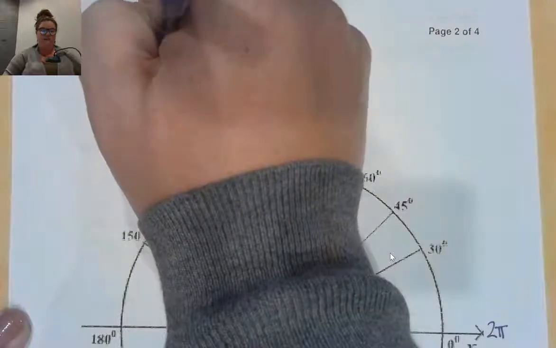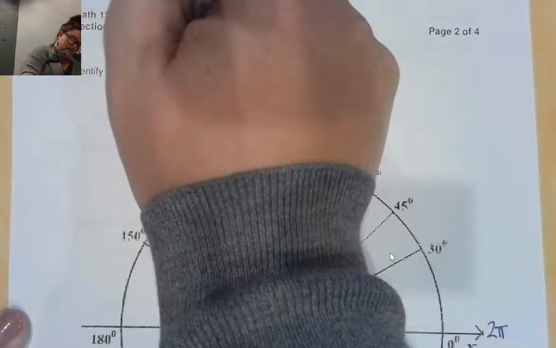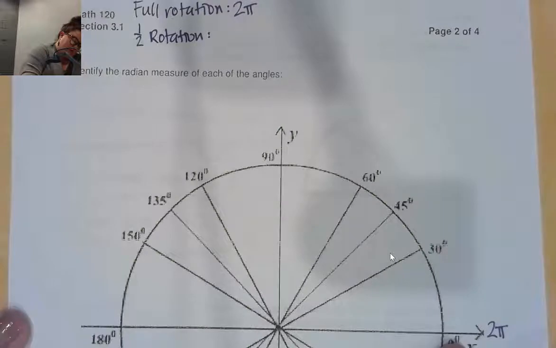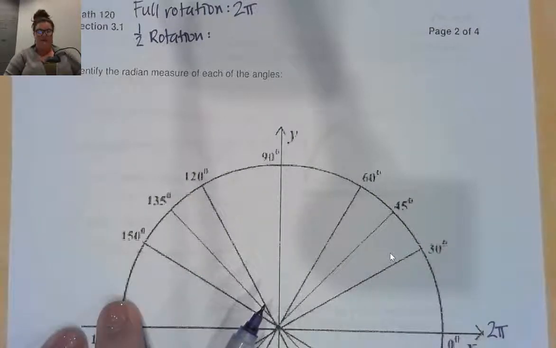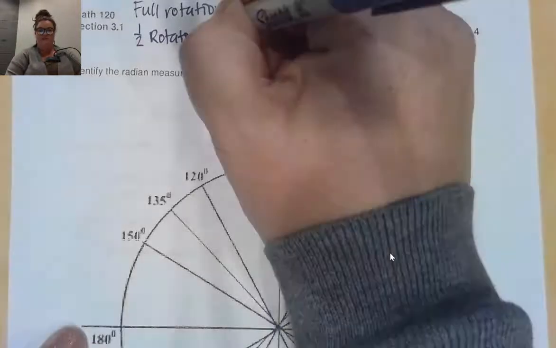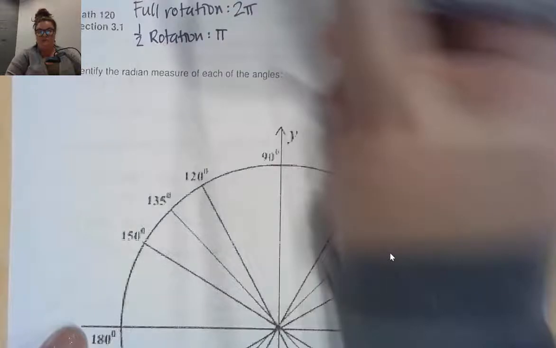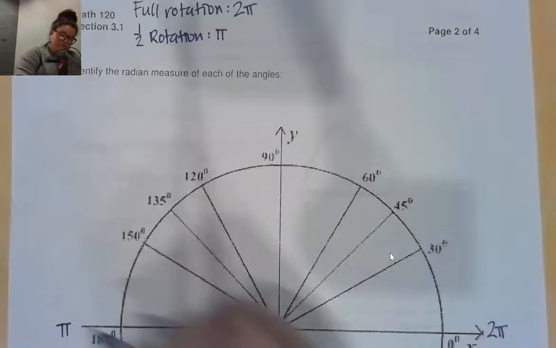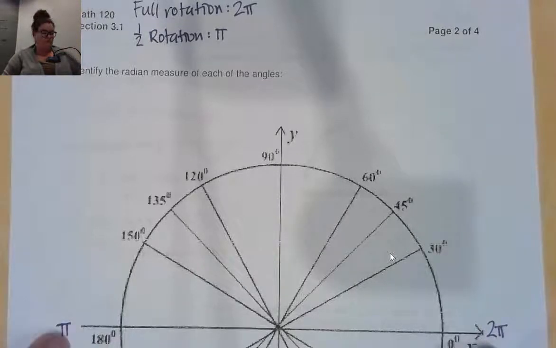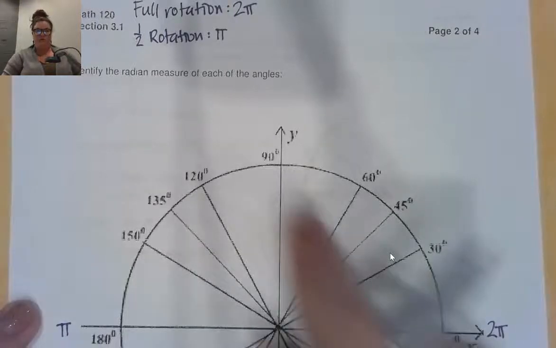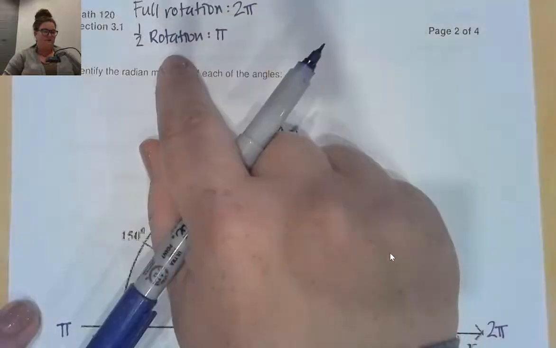So then let's just think about a half rotation. If we do a half rotation, that would only be to 180 degrees. That would just be to here. That's a half rotation, and half of 2 pi would just be pi. So 180 degrees we could label as pi. All right, so we have our x-axis labeled. Now let's look at our y-axis. So let's keep going with this.